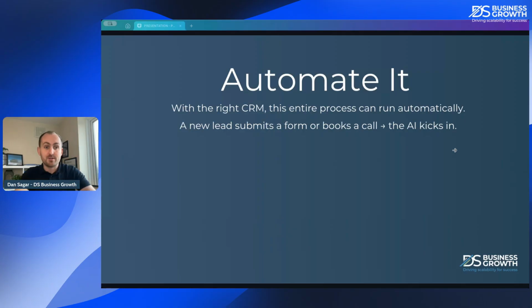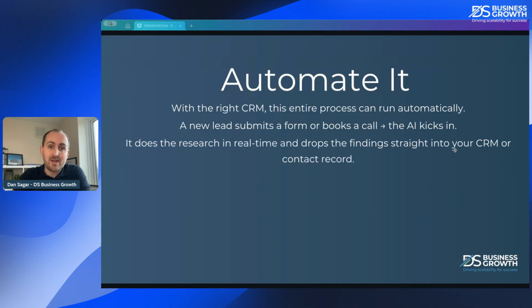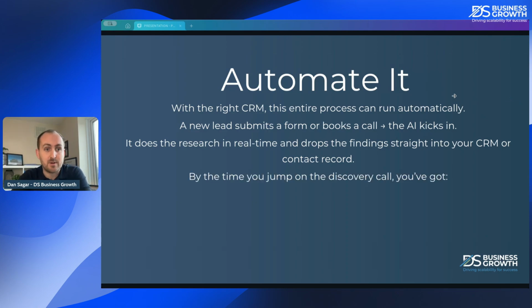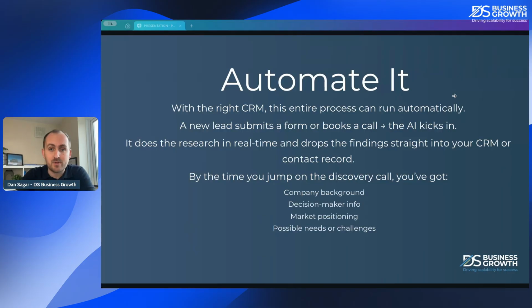They submit that contact form on your website, or perhaps they book a discovery call with you, or whatever that process is. The inquiry comes into your business somehow, and the AI kicks in. It does that research instantly and then drops those findings straight into your CRM against that contact record. By the time you jump on that discovery call, depending how open you have your calendar, someone might be able to book a call with you an hour from now if you have that time available. But the AI can go away and do that research for you.